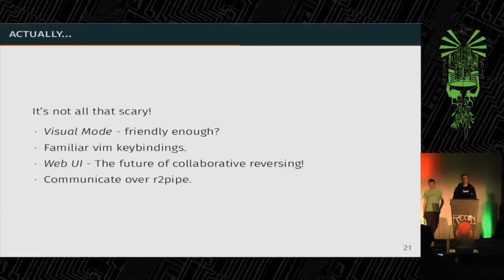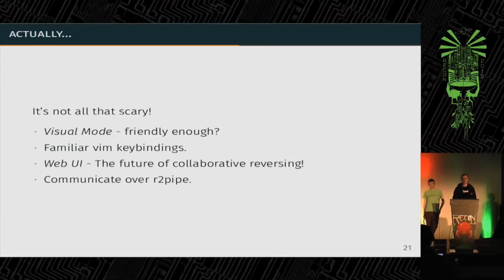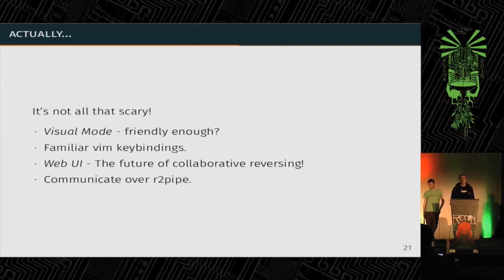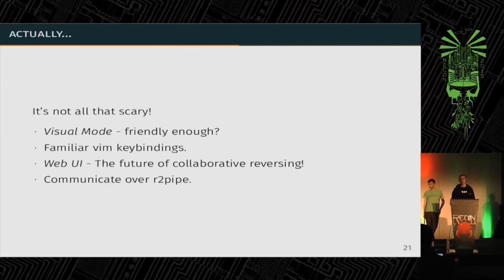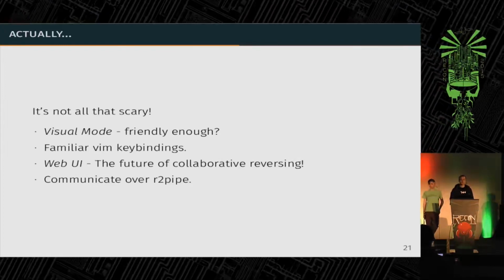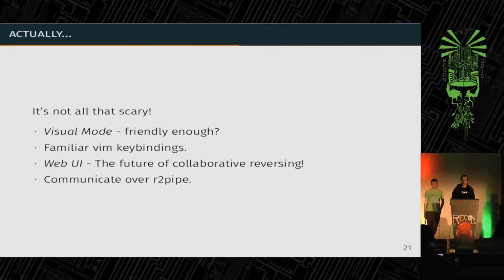And we've got Vim-like key bindings, as I said previously, with AA or question mark or whatever, or P for print. If you want to show a function, you just have to hit P for print, D for disassembly, F for function. It's not that hard.